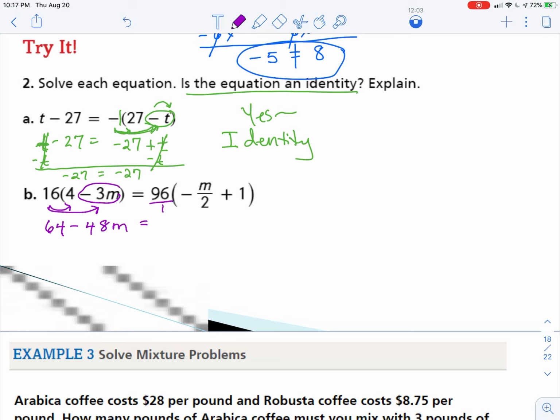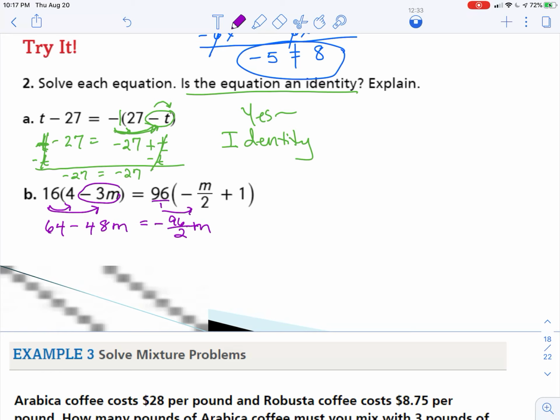When I multiply 96 times a negative m over 2, I end up with a negative, because we have a positive 96 times a negative. Actually, I'm going to remove this because I've squished myself in here a little bit. See if I can make it a little bit smaller. So let's do this distributing step right here. We're going to get a negative 96 over 2m.